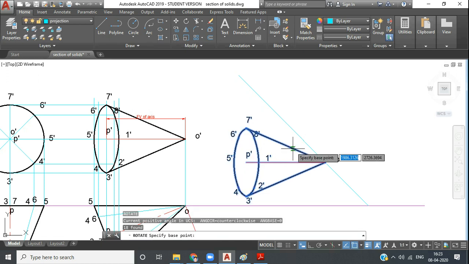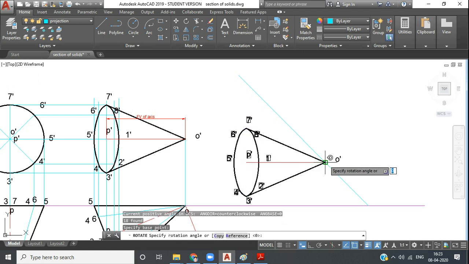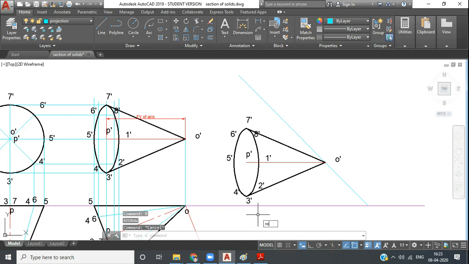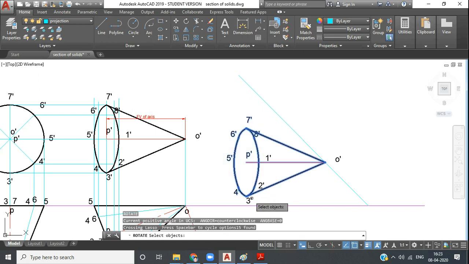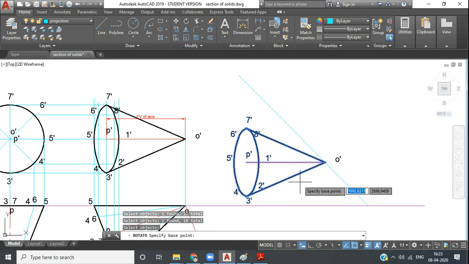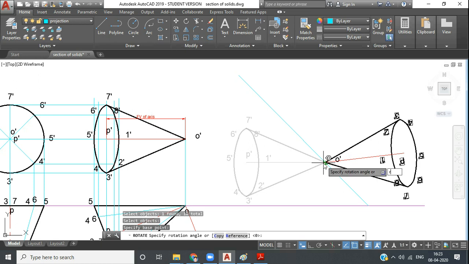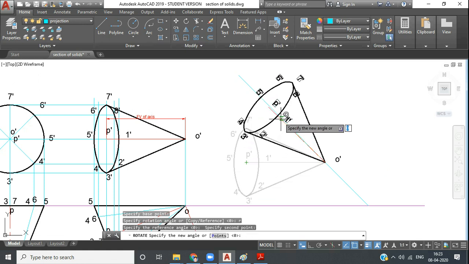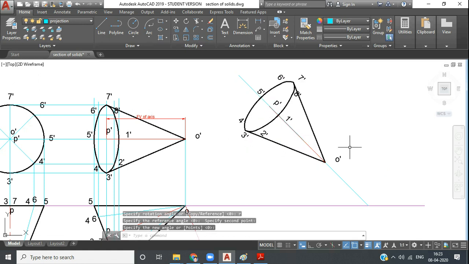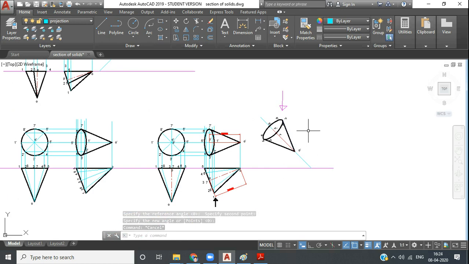Enter is the command for rotation. This is my base point, and I am going to use reference. This is my base point and reference. What I want is that this line should be somewhere here. So I have rotated my cone with the base nearer to the observer.